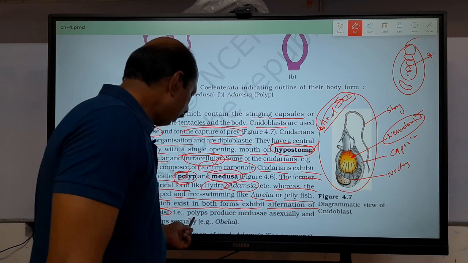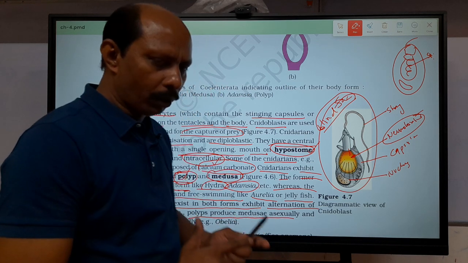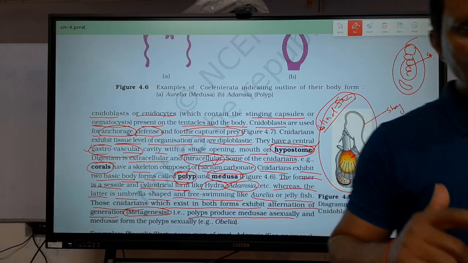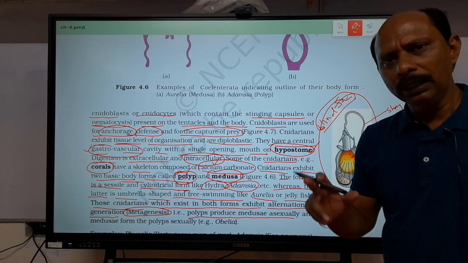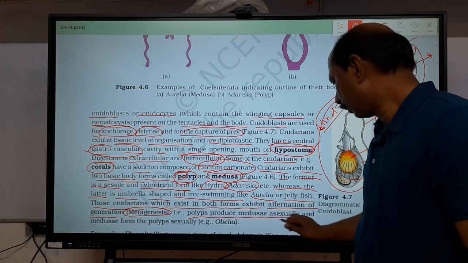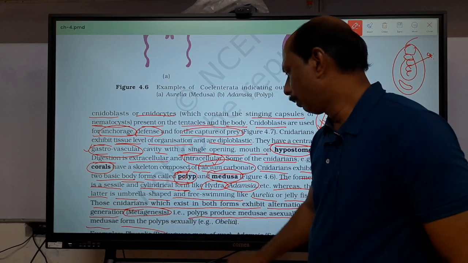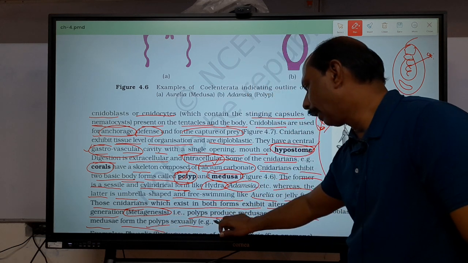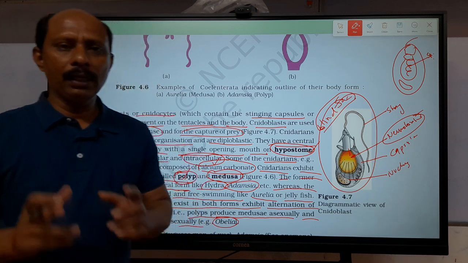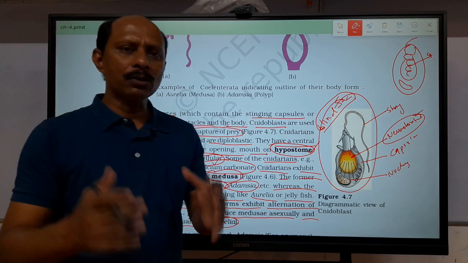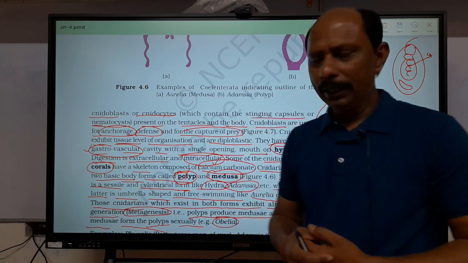As given here, polyp produces medusa asexually. That means asexual reproduction is present in the polyp stage, and medusa forms polyp sexually, as for example in Obelia. That means sexual reproduction is present in the medusa stage, that is, gametes. Who produces gametes? Medusa produces gametes, right?